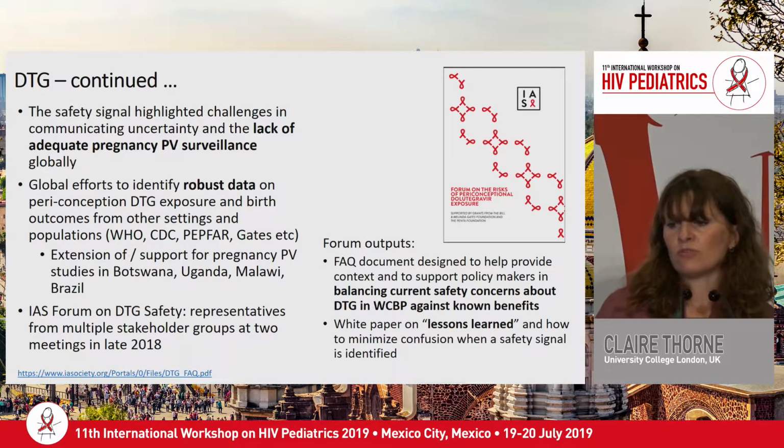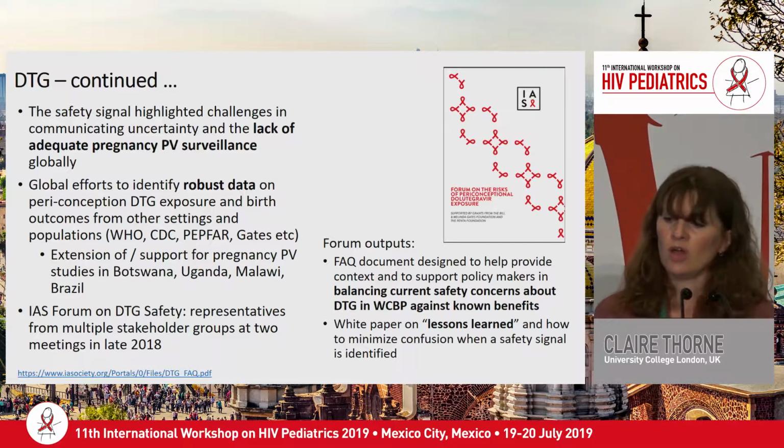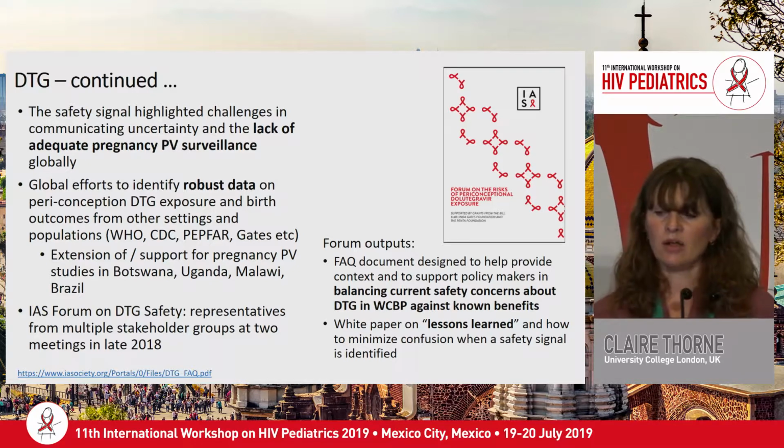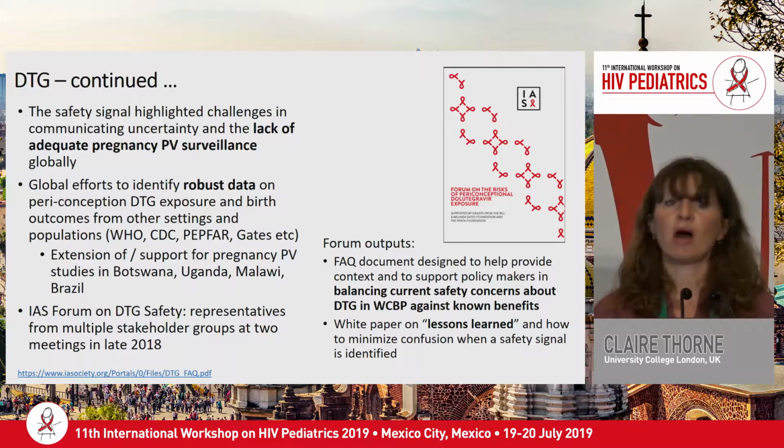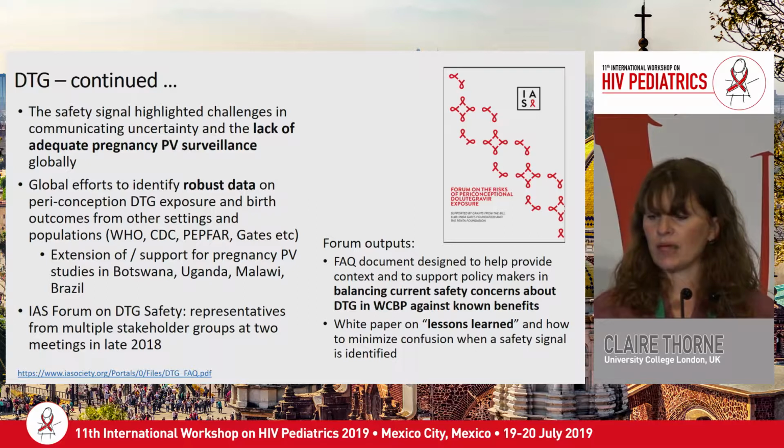So the safety signal really highlighted challenges, A, in communicating uncertainty, and also in having adequate pregnancy pharmacovigilance surveillance globally. And global efforts ensued to identify robust data on periconception Dolutegravir exposure and birth outcomes from other settings and populations, including Botswana, the extension of studies, Uganda, Malawi, and Brazil.